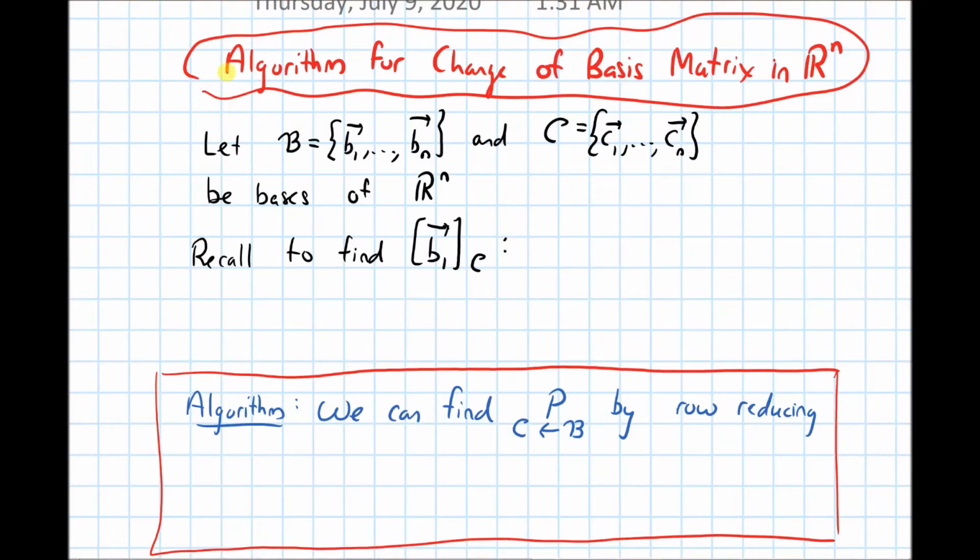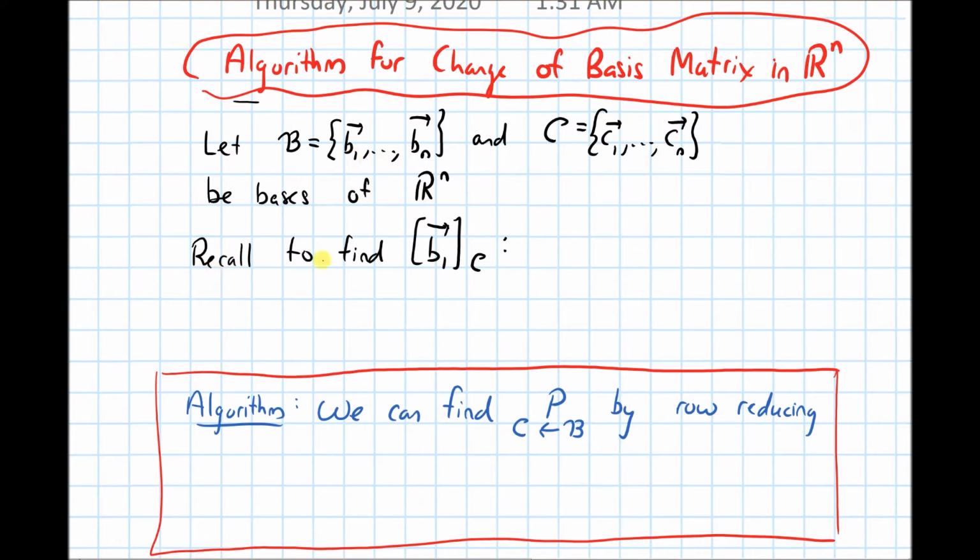In this video, we're going to talk about an algorithm for computing the change of basis matrix when we're working in Rn. Remember the context with the change of basis: we have two bases for the same vector space. I'm going to call them B and C, and let's just say that these are both bases of Rn, which means they each have n vectors.